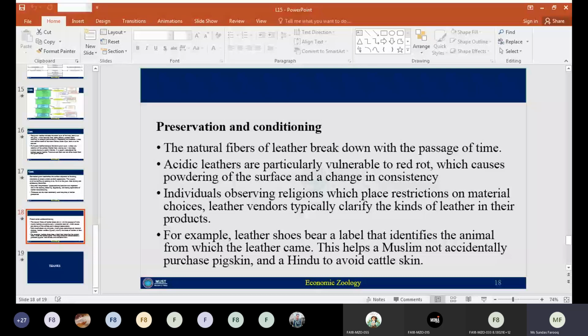Acidic leathers are particularly vulnerable to red rot, which causes powdering of the surface and a change in consistency. For individuals observing religions which place restrictions on material choices, leather vendors typically clarify the kinds of leather in their products. Leather is a product of animal origin, so some people, due to their religious beliefs, discourage the use of different types of animal products. Individuals observing religious obligations restrict the utilization of different types of material.